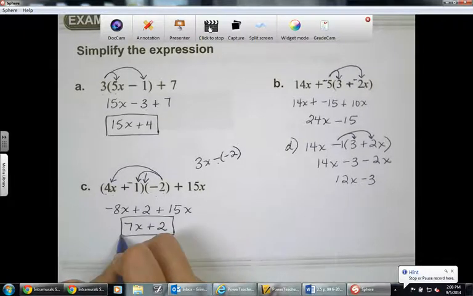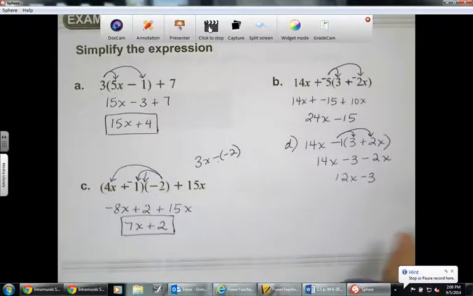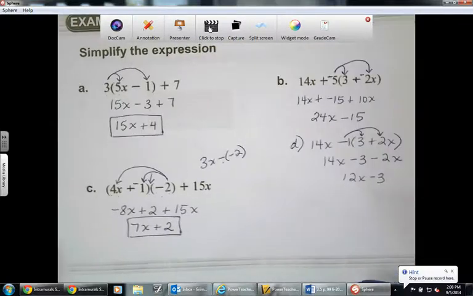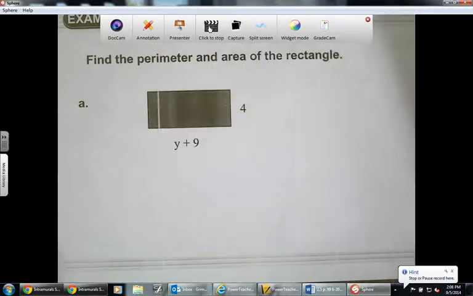Questions on that before I show you how to apply it to something? This is the least amount of questions you guys have ever asked me. So either you get it or it's Friday and you don't care. This is easy? Okay? Alright.